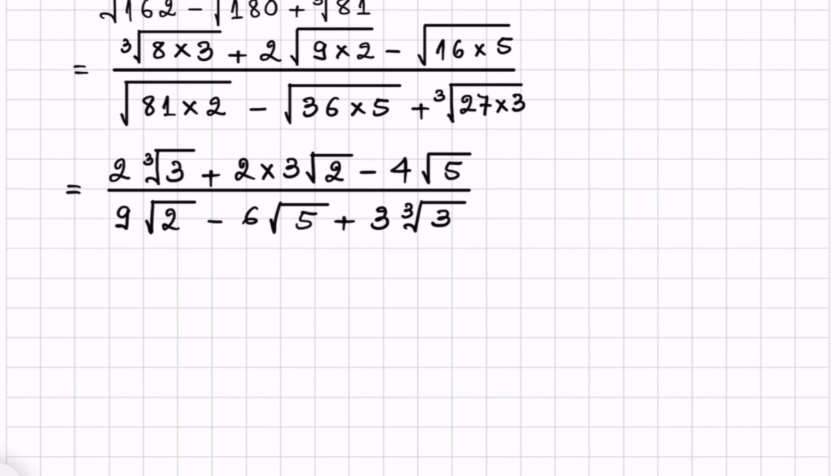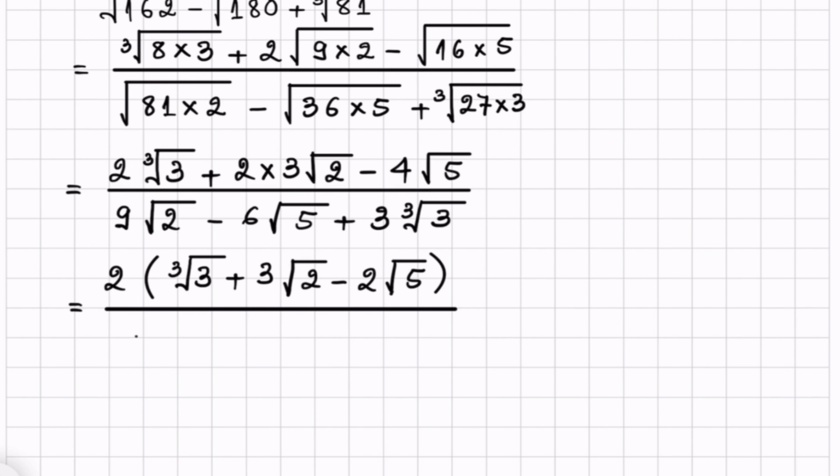Okay, so next we're going to take 2 in common for the numerator, so then we will get cube root of 3 plus 3 square root of 2 minus 2 square root of 5. For the denominator, we can take 3 in common, and then we will get 3 square root of 2 minus 2 square root of 5, plus cube root of 3.